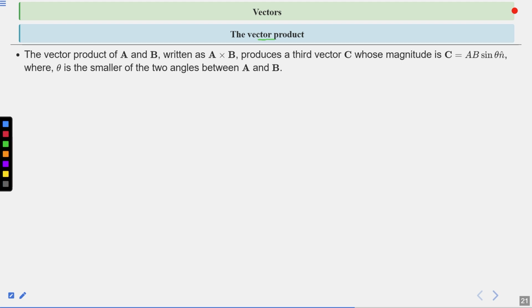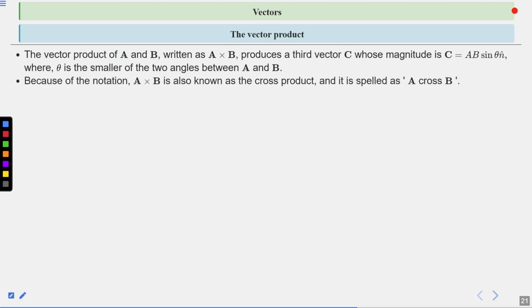Now vector product, or we can say cross product. The cross product of two vectors, A vector and B vector, written A cross B, produces a third vector, that is C, whose magnitude is C equal to AB sin theta n cap, where theta is the smaller of the two angles between A vector and B vector. Because of the notation, A vector cross B vector is also known as the cross product. It is spelled as A cross B.